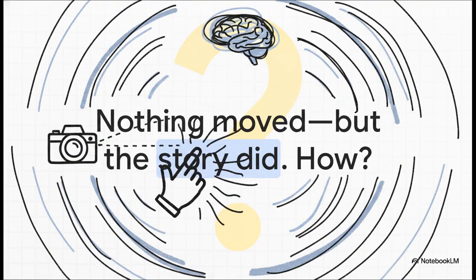Now, think about that for a second. Nothing physical in that room moved. The camera itself didn't move an inch. But the entire story, it just shifted on a dime. How? Because whoever controls the focus completely controls the audience's brain. You're telling them exactly what is important in that exact fraction of a second.